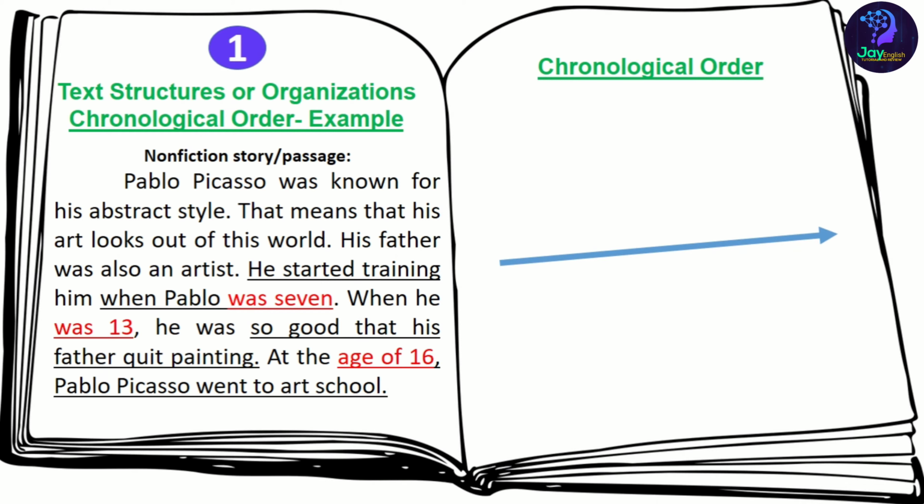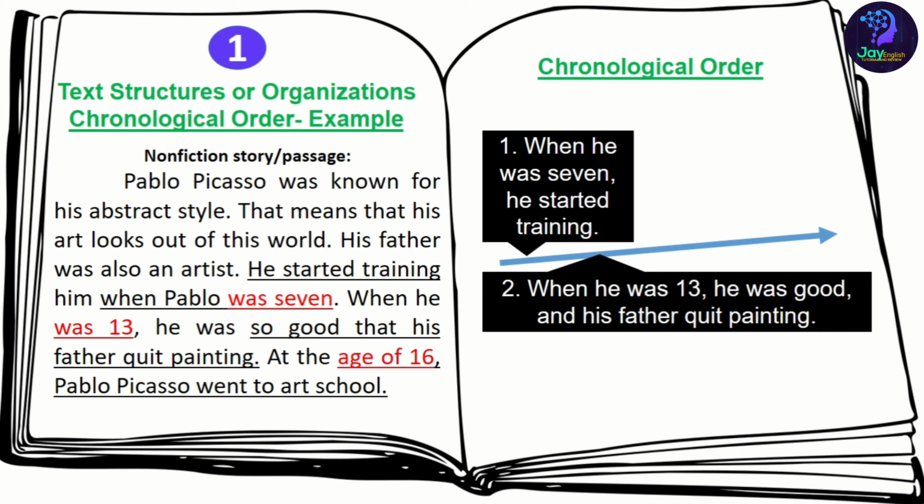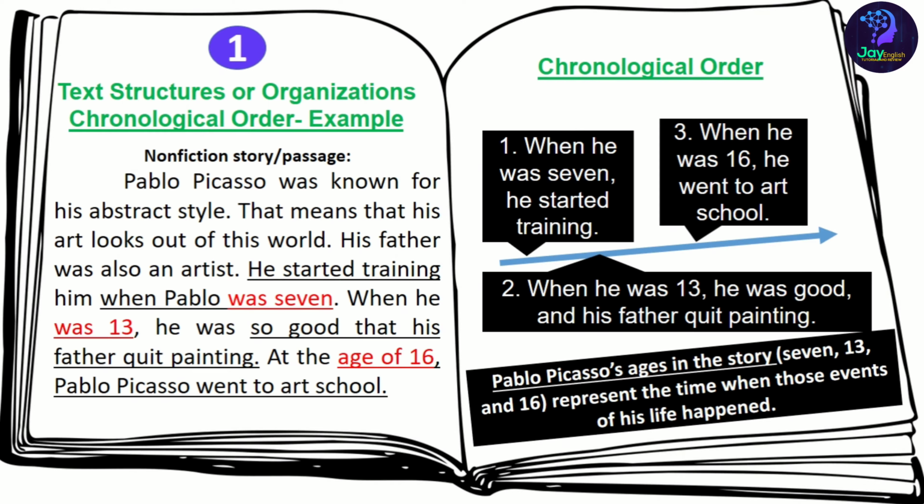At the age of 16, Pablo Picasso went to art school. In this example, this is how the events that could prove Pablo Picasso's love for art are arranged in chronological order. First, when he was 7, he started training. Second, when he was 13, he was good and his father quit painting. And lastly, when he was 16, he went to art school. Also, Pablo Picasso's ages in the story, like 7, 13, and 16, represent the time when those events of his life happened.